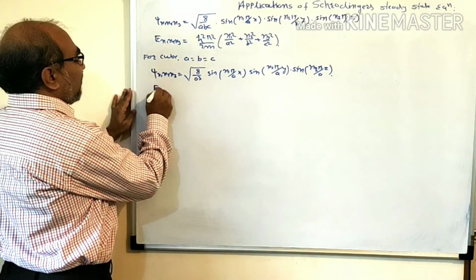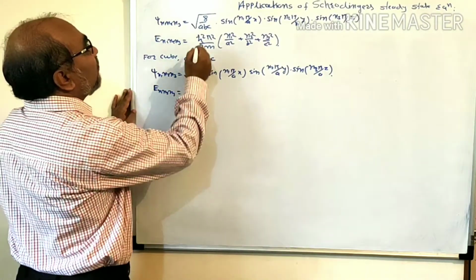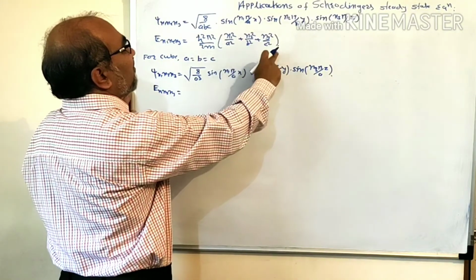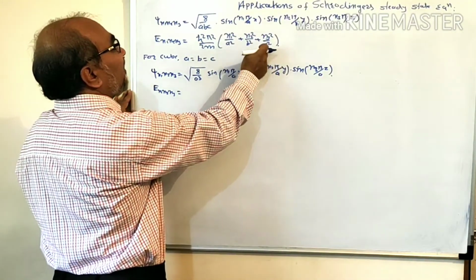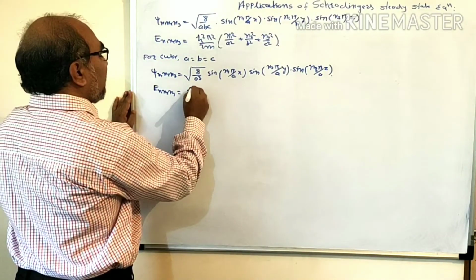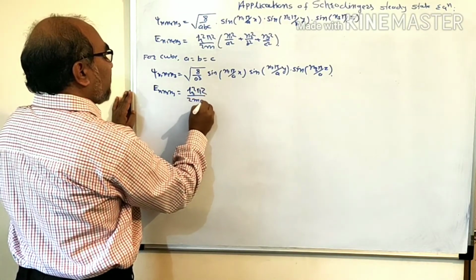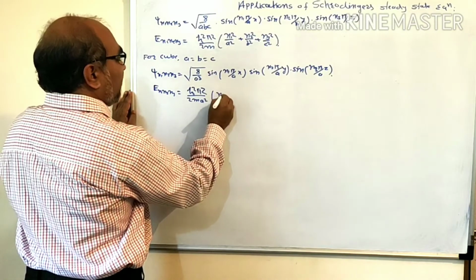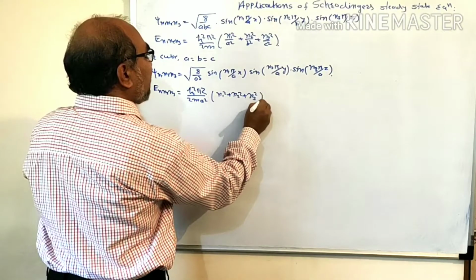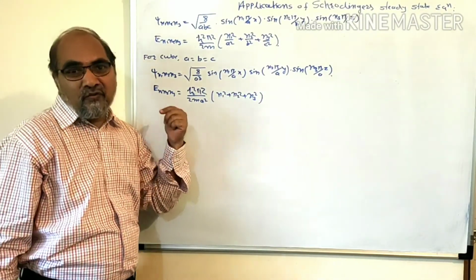So this is E n1, n2, n3 is equal to, this b square is nothing but a square, this c square is nothing but a square, and taking the common outside, it becomes h bar square pi square divided by 2m a square into bracket n1 square plus n2 square plus n3 square. So this is the energy eigenvalue for the cube.